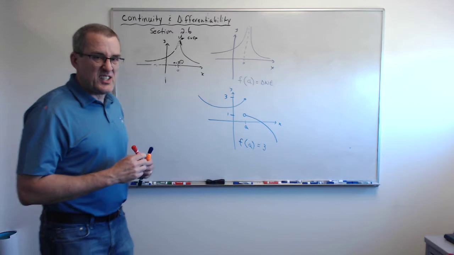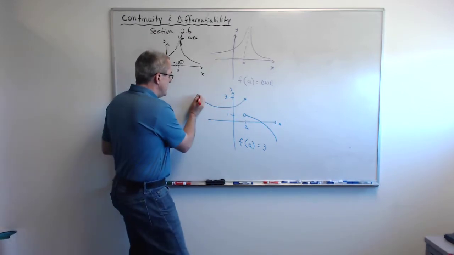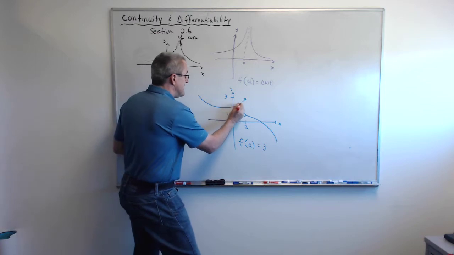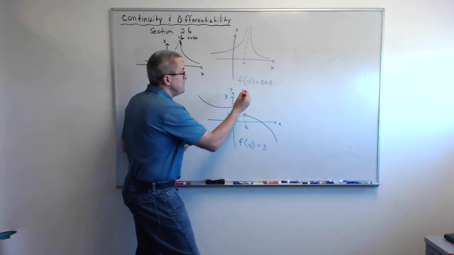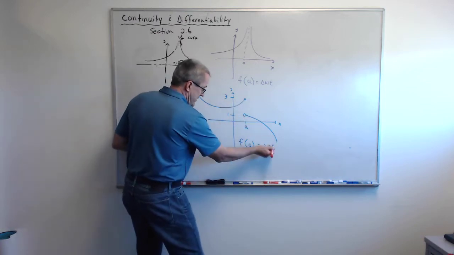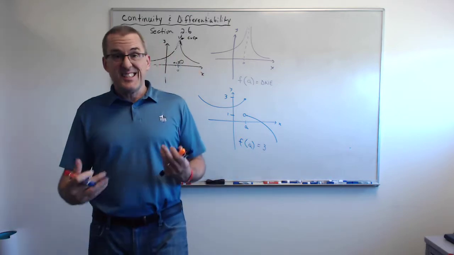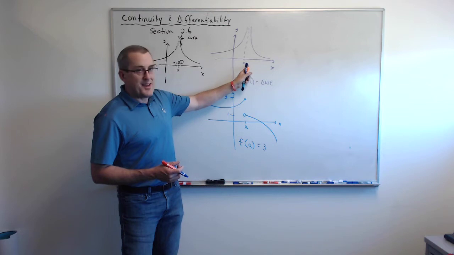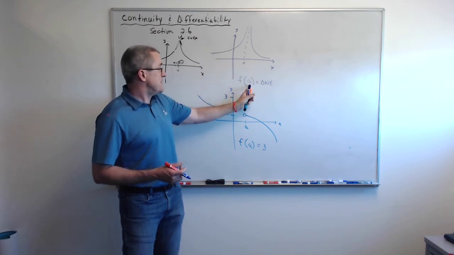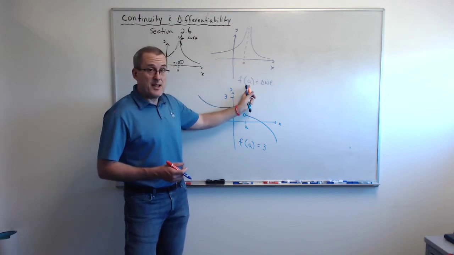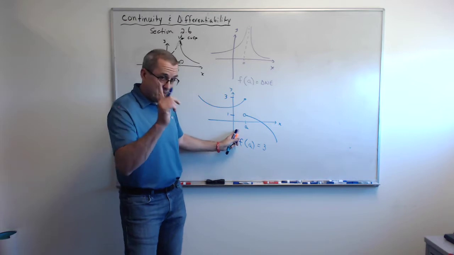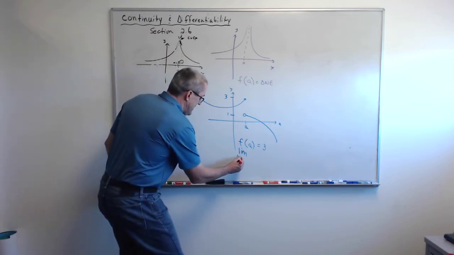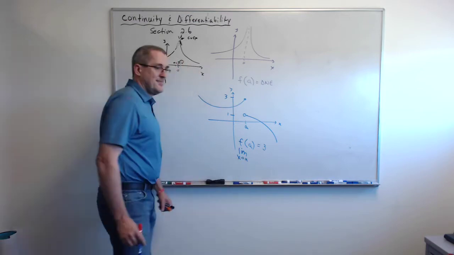However, there's still a continuity issue here. Notice, I can draw this function continuously until I get to x equals a. Pick up your pencil, continue drawing the function. So there is a continuity issue at x equals a, but the issue is different than here. The issue here was the function didn't even exist at x equals a. The issue here is, here it comes. Imagine the limit as x approaches a.